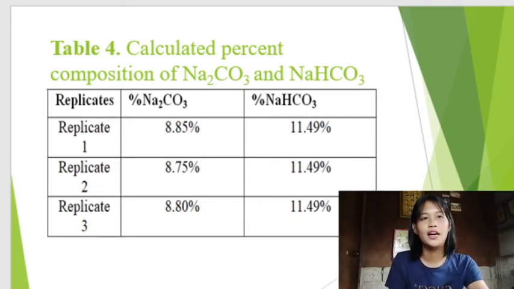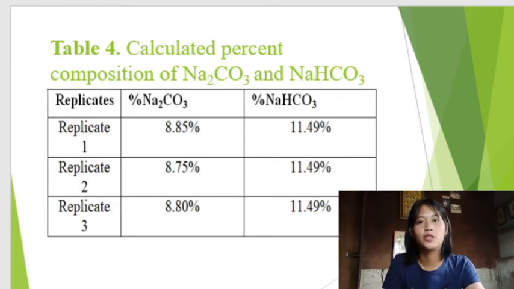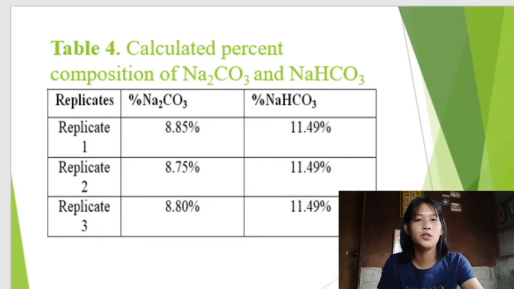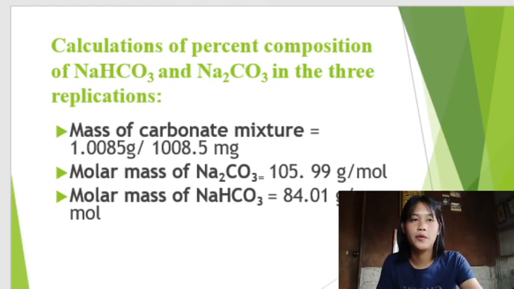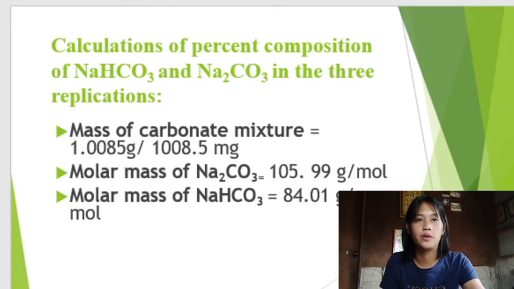So Table 4 shows the calculated percent composition of sodium carbonate and sodium bicarbonate. These are the calculations of percent composition of sodium bicarbonate and sodium carbonate in the 3 replications. The mass of the carbonate mixture is 1.0085 grams. We convert it to milligrams: 1008.5 milligrams. The molar mass of sodium carbonate is 105.99 grams per mole, and the molar mass of sodium bicarbonate is 84.01 grams per mole.